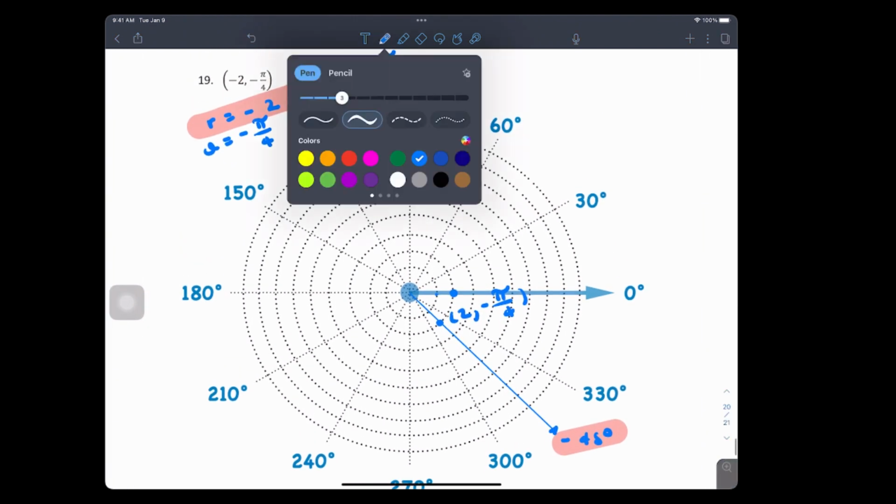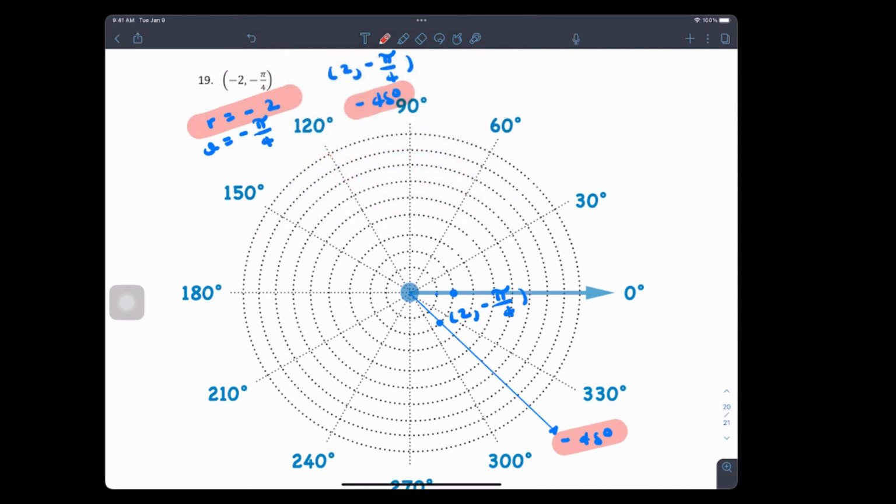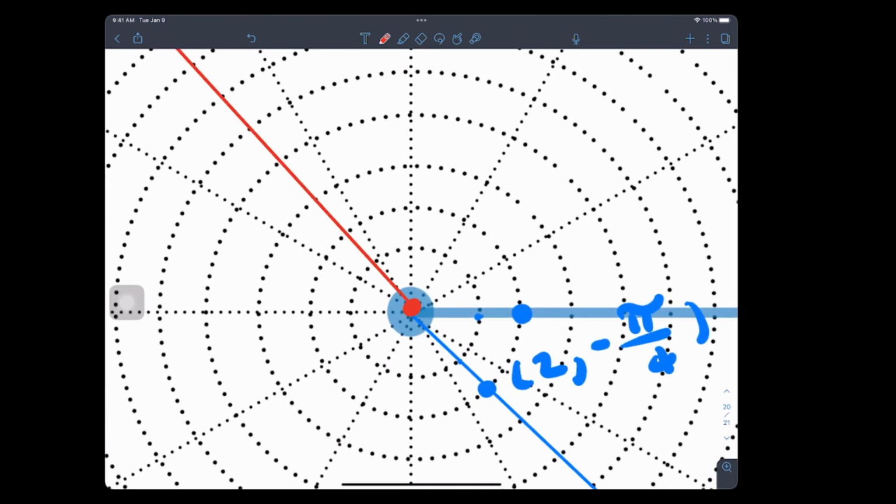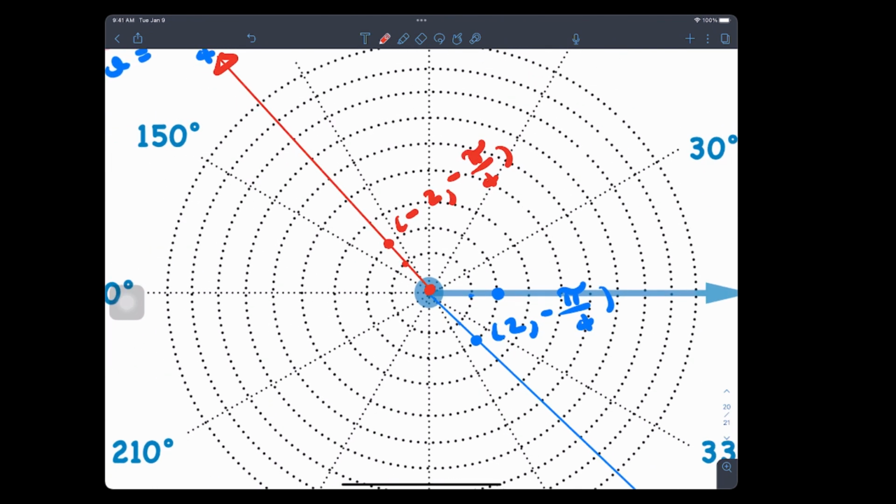So opposite this pole now, my pole is here. Opposite the pole, how many units? 2, is that right? So I go up 1 and where? 2. That's the location of negative 2, negative pi over 4.